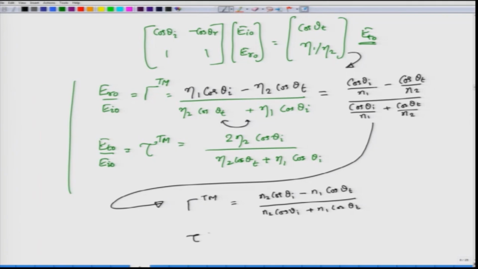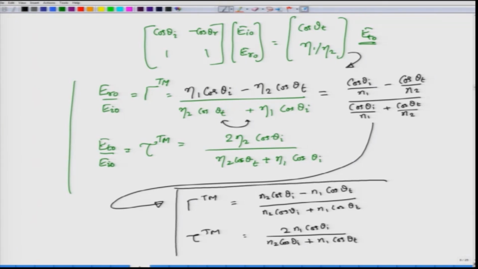Similarly, you can show that the transmission coefficient can be written as 2 n1 cos theta I divided by n2 cos theta I plus n1 cos theta t. So, we now have two new equations which essentially capture the same information as the earlier equations, but they have now been written in terms of n1 and n2.